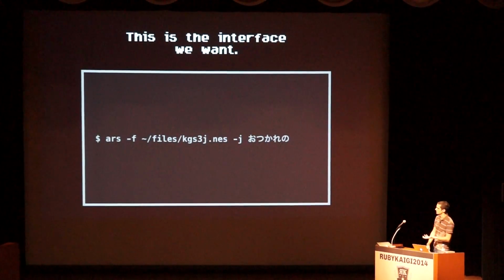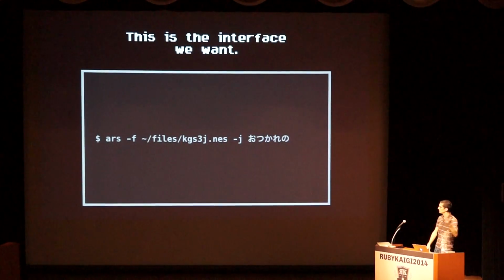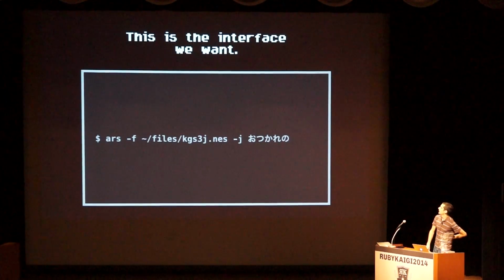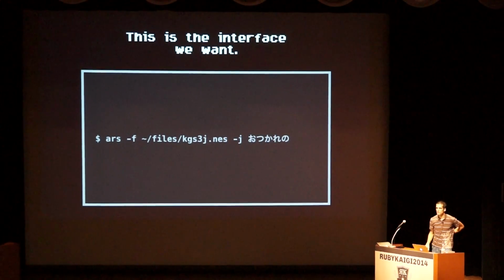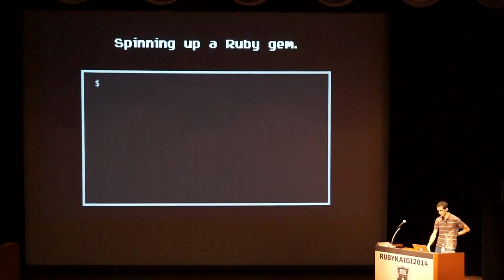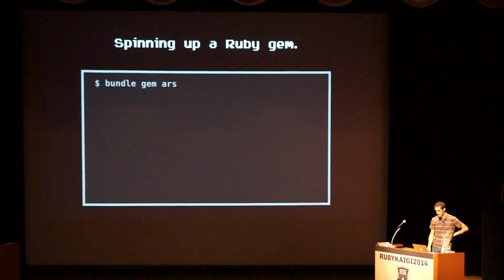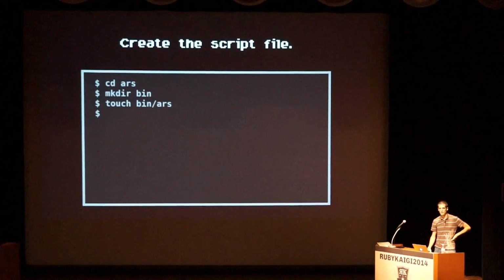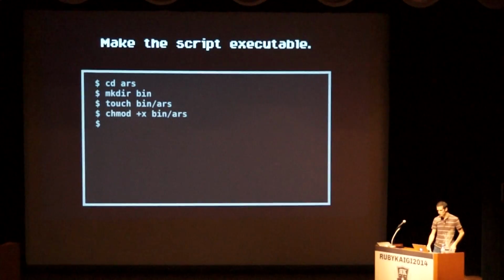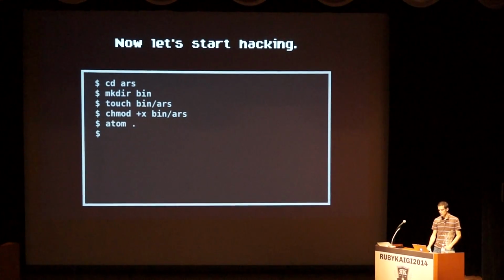So ARS is a relative search. Don't try to pronounce it. And you can specify the file and the string of Japanese characters that you would like to relative search for. So we're going to spin up a Ruby gem to meet that interface really quick. So we'll bundle gem ARS. It'll create our Ruby gem. We'll go in. We'll make a bin directory. We'll stub out an executable. We'll make it executable.